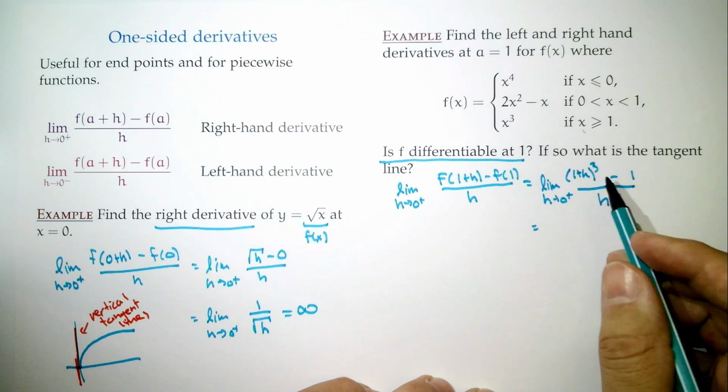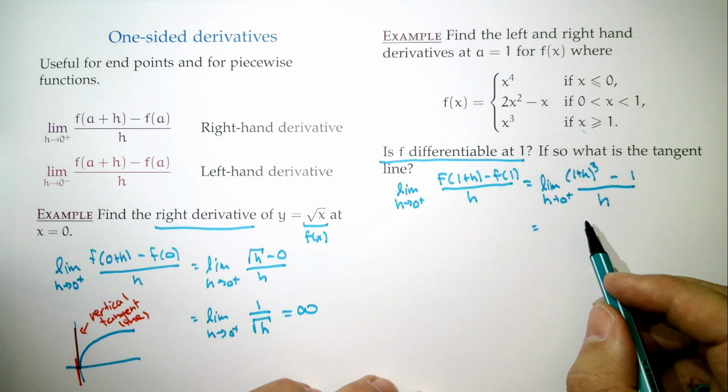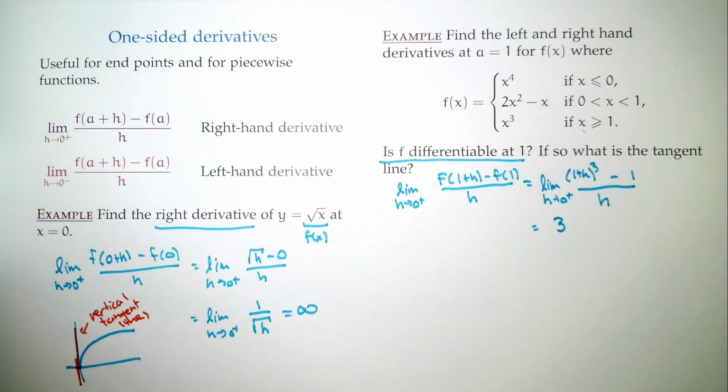And we've done this before. In fact, we talked about the derivative of x cubed already today. So we know that this is going to simplify. And so in the interest of time, this becomes 3. It's the same thing we did before.